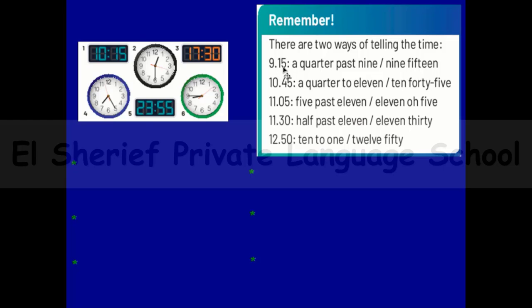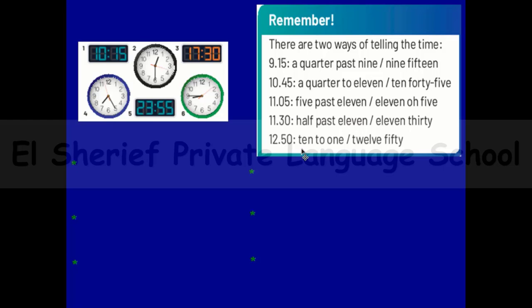So it's 9:15. And the second sentence, I can say that this is 10:45. Number 3, I can say that this is 11:05. This is like 0, I can say this is "O". And here we can say that the next one is 11:30.